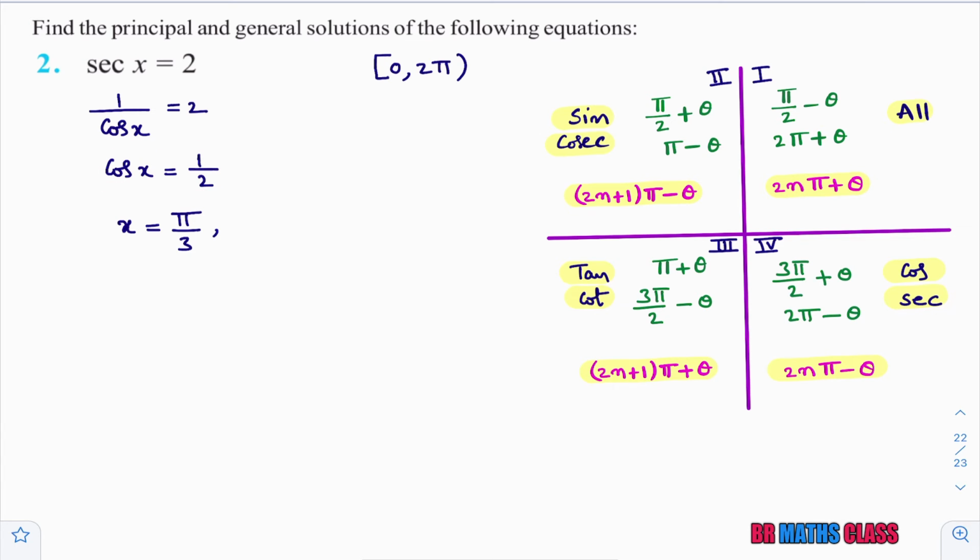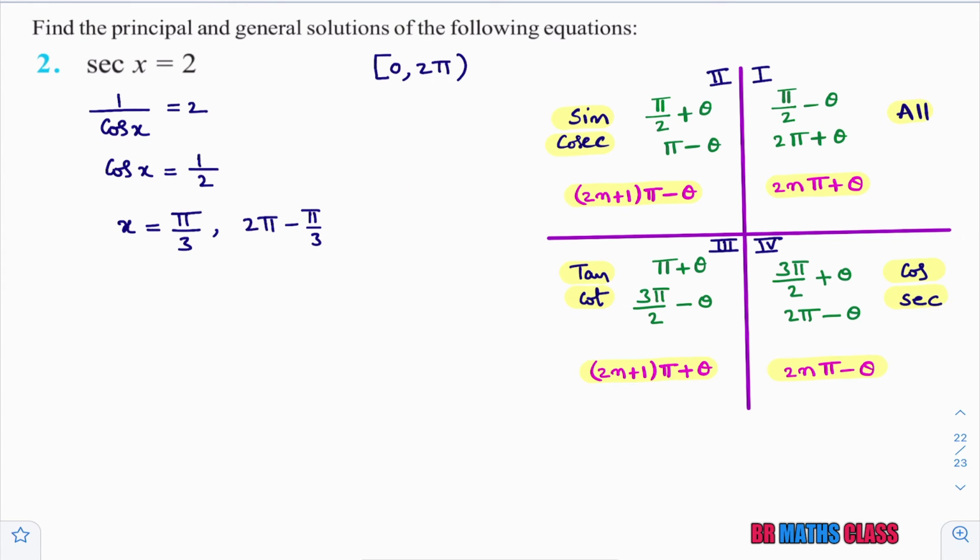We know that cos x is positive in fourth quadrant. Look here, 2 pi minus theta lies in fourth quadrant. 100% 2 pi minus pi by 3 is the other solution. If you calculate cos of 2 pi minus pi by 3, 100% you will get 1 by 2 only. If you want, you can check. And 2 pi means 360 degrees. Pi by 3 means 60 degrees. 360 degrees minus 60 degrees is 300 degrees. 300 degrees definitely lies in this interval.